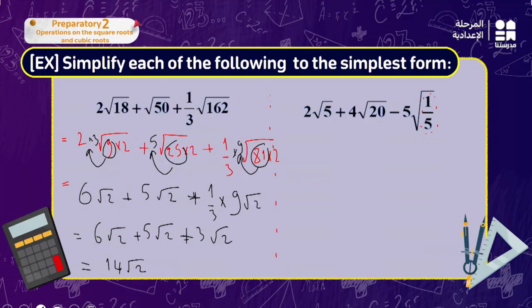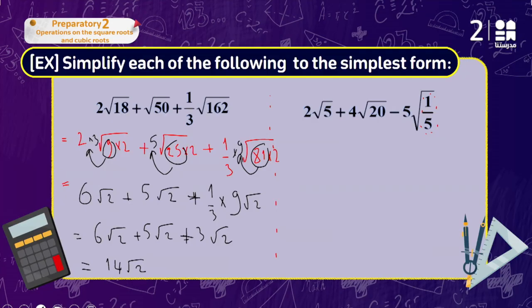Is it clear? Okay, now we will look at a new part, something new for us, which is this. Look, 1 over 5. How can I deal with a root of a fraction? Let's do this. So this is 2 square root of 5.